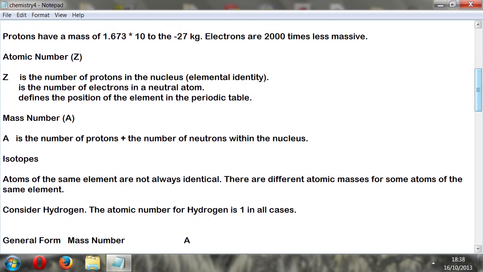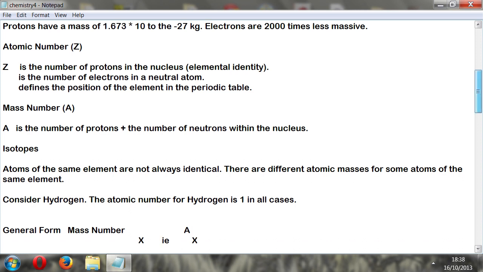Now we're going to think about isotopes. Atoms of the same element are not always identical. Some atoms of the same element have different atomic masses, and this can explain why the mass in the periodic table is sometimes a funny number, because it's averaging out all the different isotopes. If you take hydrogen, the atomic number for hydrogen is 1 in all cases. That's a blanket statement.